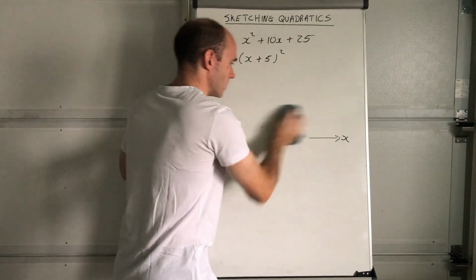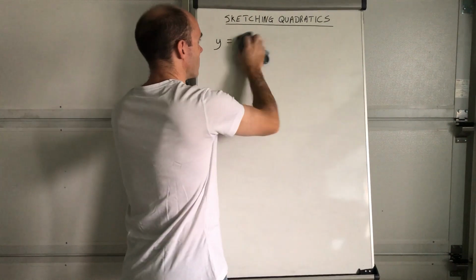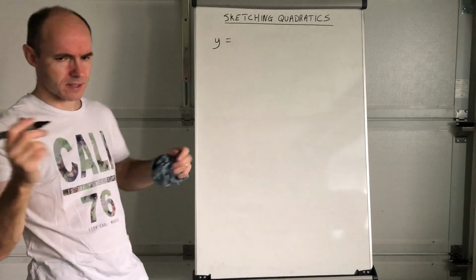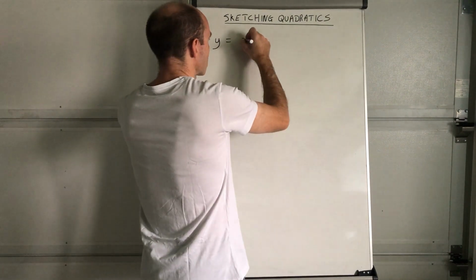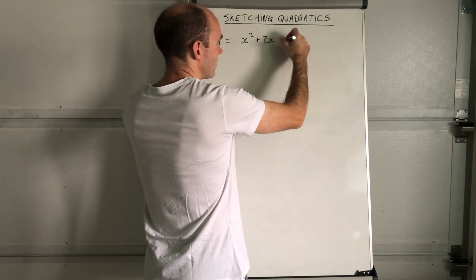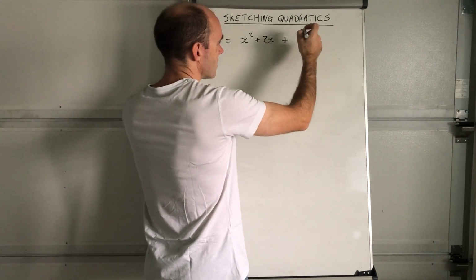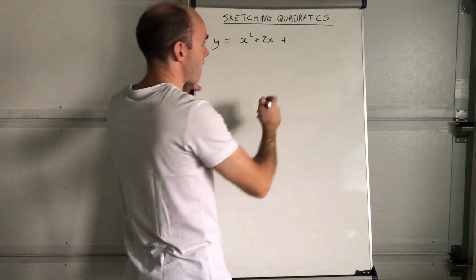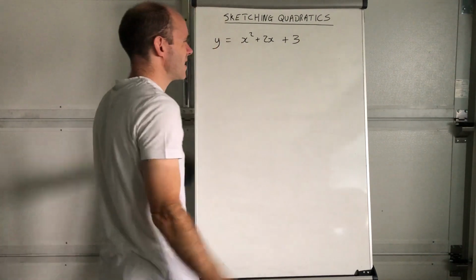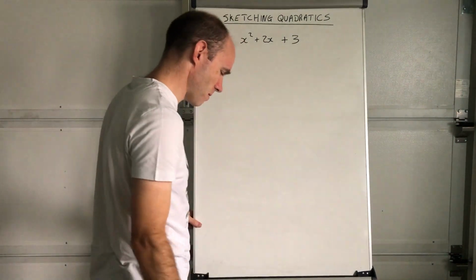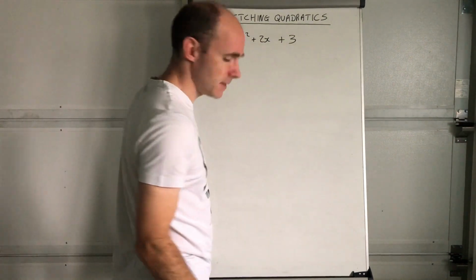Right, let's do another one. So we'll go back to one that doesn't factorise again, shall we? So x squared plus 2x plus... I was just hesitating, I couldn't really decide. I'd go with plus 3. There's no point in making it really hard, just think about which number to put in there.